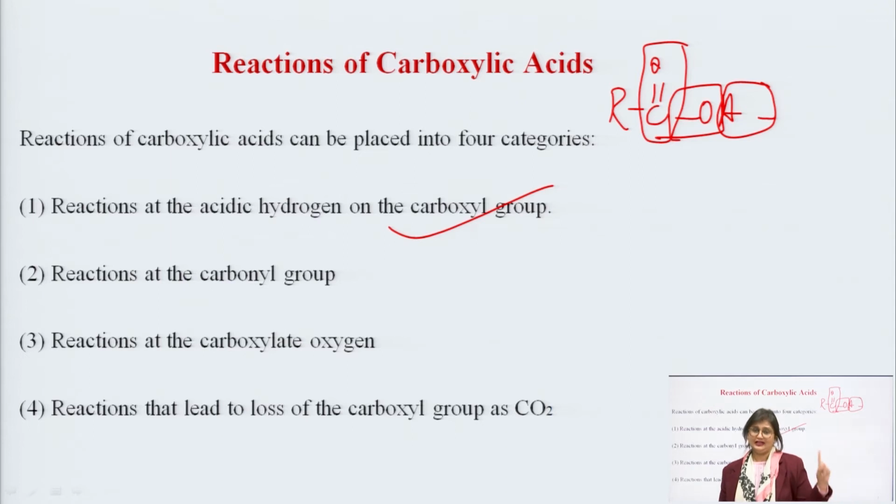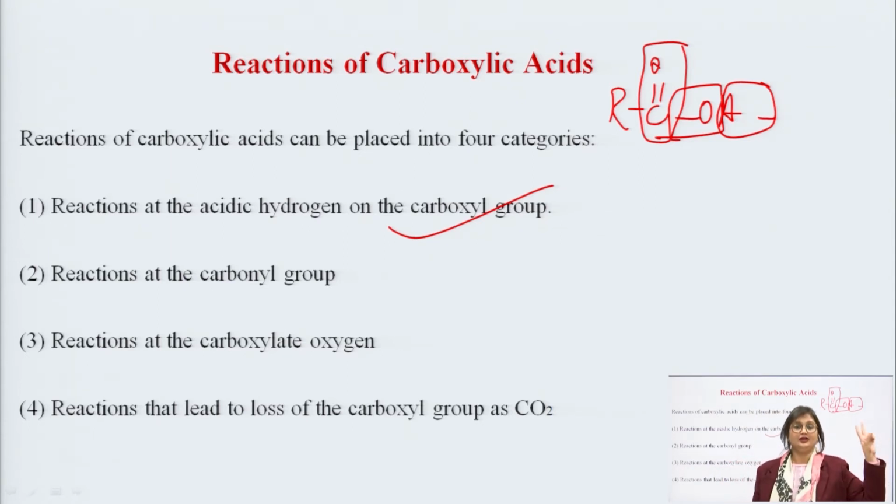Number 1, the acidic hydrogen could react. Number 2, the carbonyl oxygen could be the reason for reaction. Number 3, the carboxyl oxygen could be the reason for reaction. Number 4, removal of the carboxyl group, C double bond O minus group, in order to get evolved as carbon dioxide. So, these are the various probable reactions for a carboxylic acid.